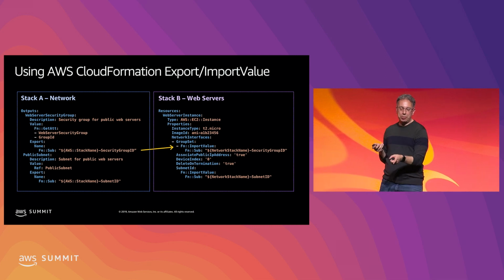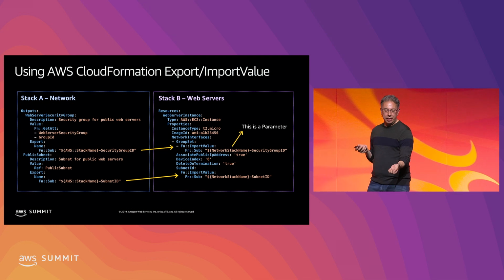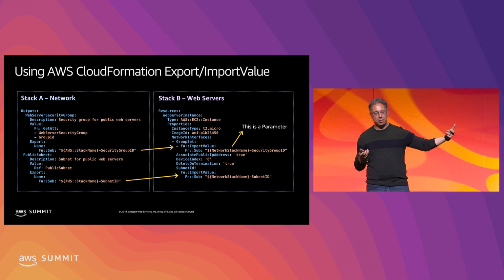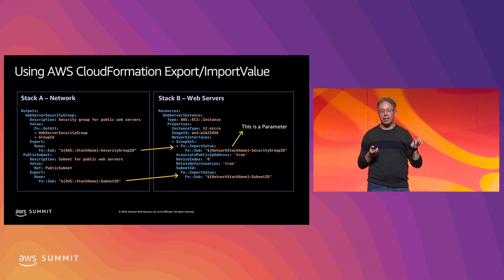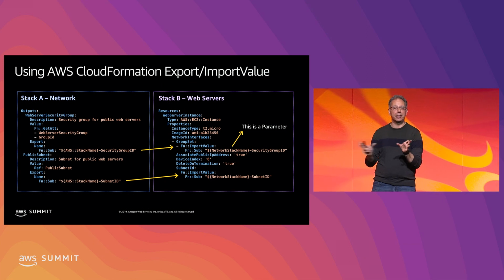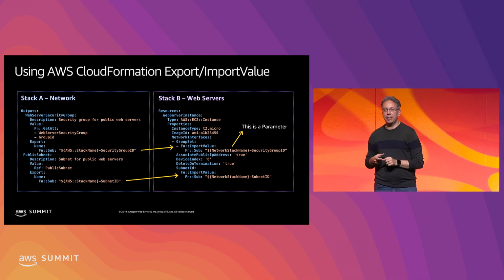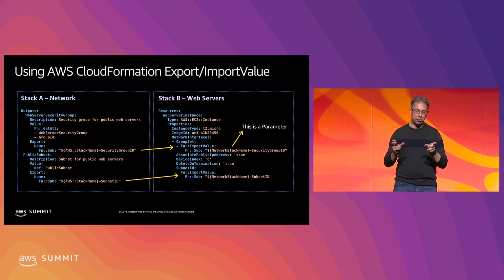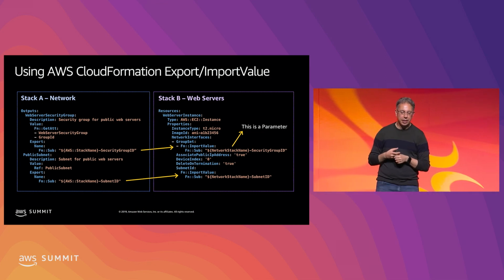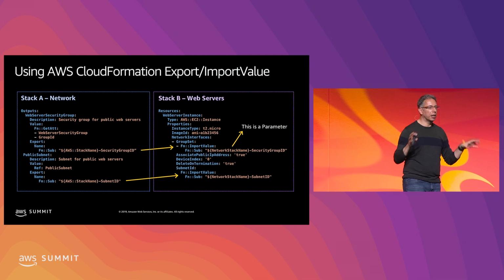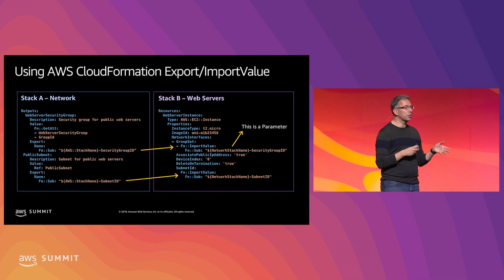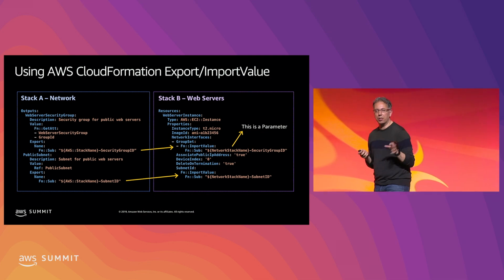And then in the other stack, you can pass as a parameter the name of the network stack where this value needs to be taken, and it automatically appends the second part of the naming so that you can import the security group ID, the subnet ID, and so on. In this way, you can create more granular, smaller, and easier to manage CloudFormation templates and connect them together.